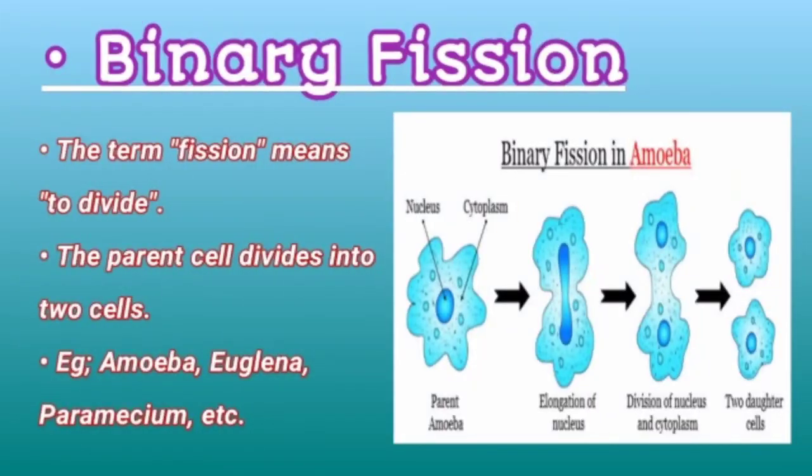First let's see binary fission. Here the term fission means to divide. The parent cell divides into two cells. So what is getting divided here? The parent cell. For example amoeba, euglena and paramecium. Binary fission may take place in these three types of organisms: amoeba, euglena and paramecium.